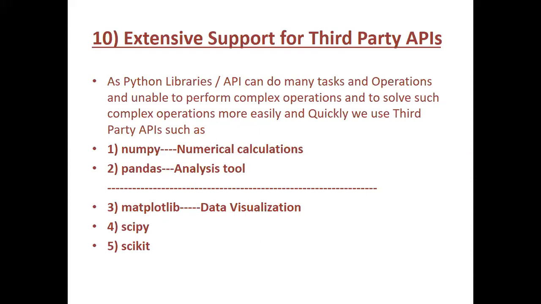Now, extensive support for third-party APIs. Python libraries or APIs can do many tasks and operations, but they are unable to perform complex operations. To solve the complex operations easily, it uses third-party APIs. Now, what are those? Like NumPy, used for numerical calculations. Pandas is an analysis tool. Matplotlib is used for data visualization. It uses SciPy, Scikit also.